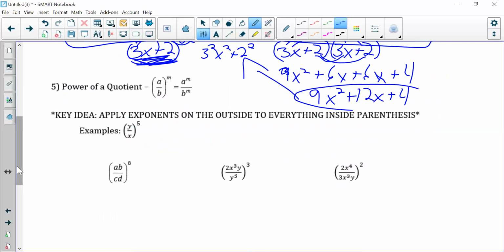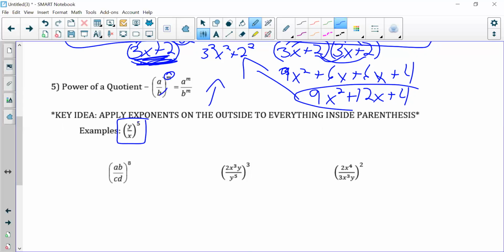All right, last rule, power of a quotient. So this is taking what we just did with multiplication up here, and we're just applying it to division. And it says when you have a fraction raised to an exponent, the entire fraction in parentheses raised to an exponent, you just distribute the exponent to every single piece in parentheses, top and bottom of the fraction. So looking at the first example, y over x to the 5th power.